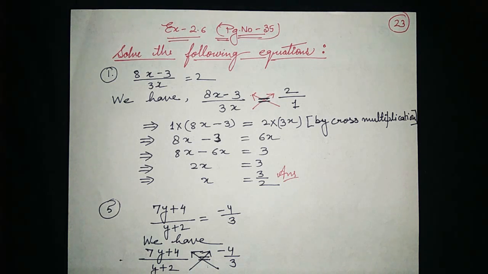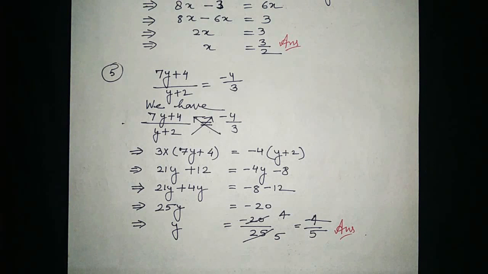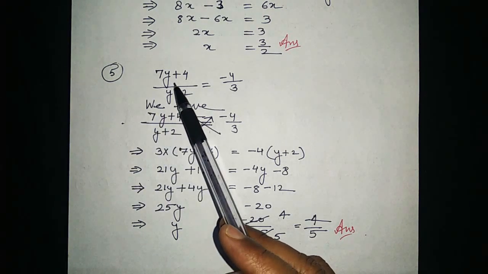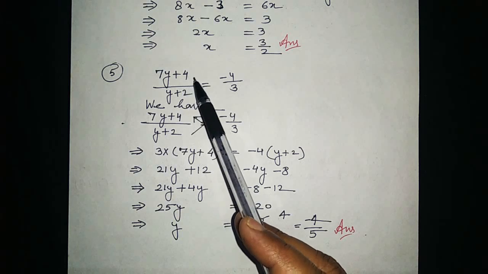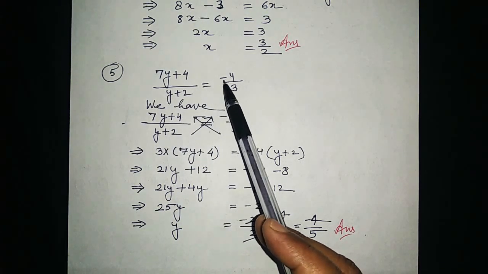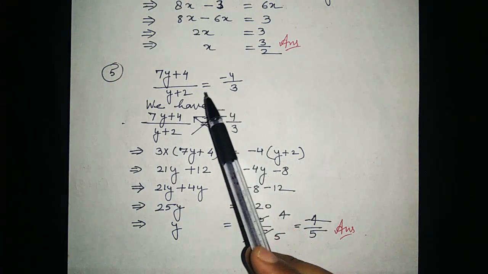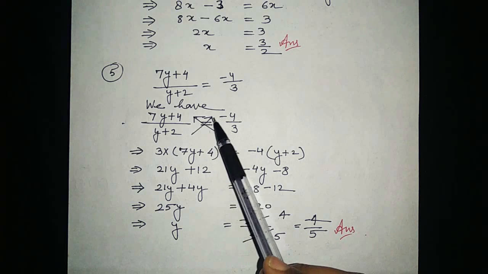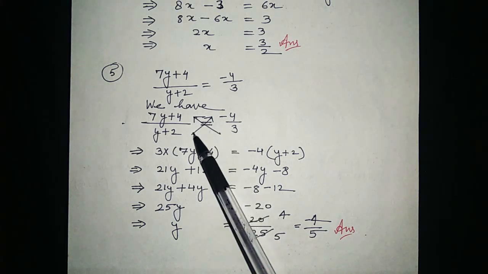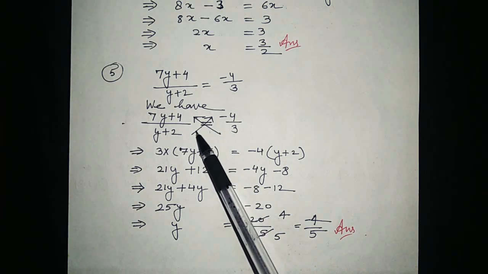Now such type of one more question I will explain to you. Question number 5. Here you see the equation. The equation is (7y plus 4) divided by (y plus 2) is equal to minus 4 by 3. This question also we will solve using cross multiplication. Here you can see I have drawn a sign of cross multiplication.